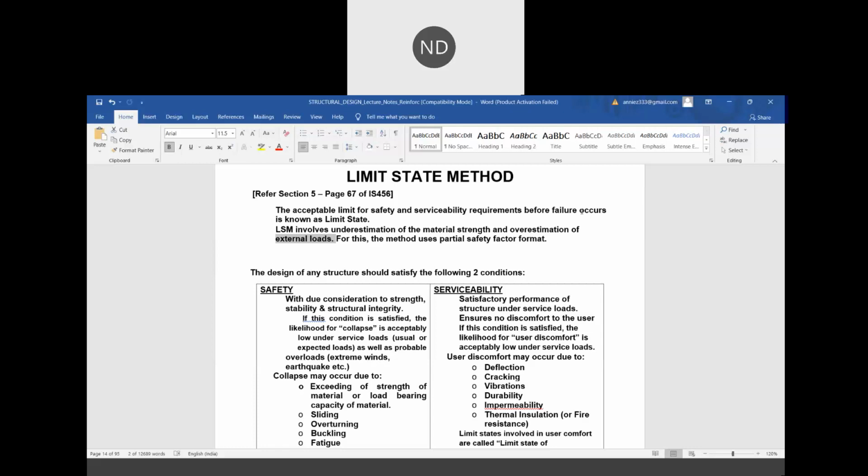Like sometimes, suppose you have considered 50 kilonewton, and you have designed.